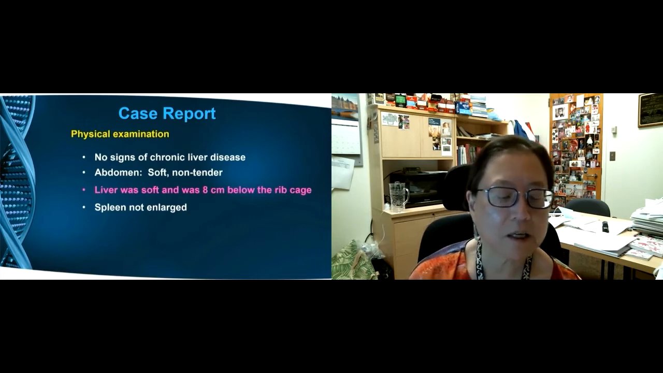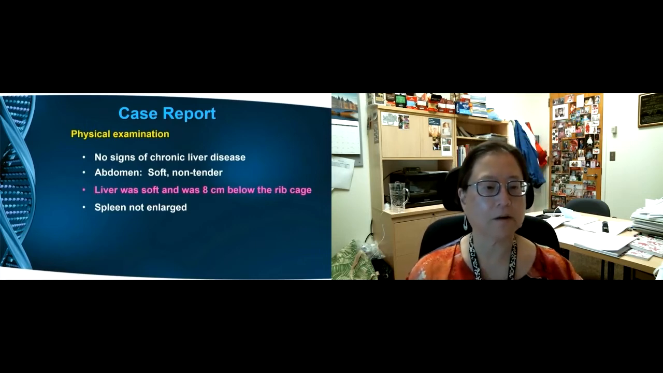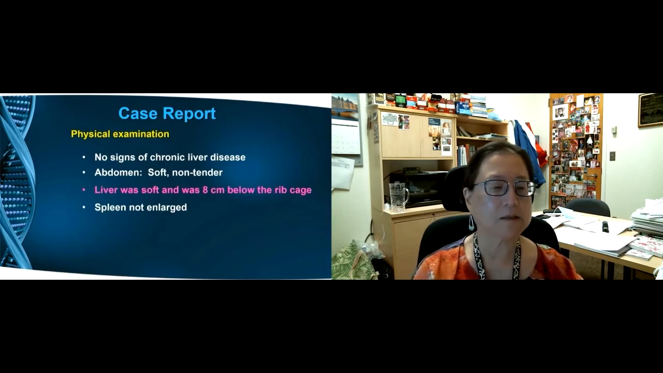And on physical examination, she had no signs when I looked at her of chronic liver disease, such as red palms or clubbing of the nails, or spider nevi, which are little red dots that you can find, multiple ones, in patients who have chronic liver disease. I did note when I examined her abdomen that it was soft, it wasn't tender. However, her liver was soft and I could feel it about 8 centimeters below the rib cage, which is enlarged. Her spleen, I couldn't feel her spleen, and therefore it wasn't enlarged.